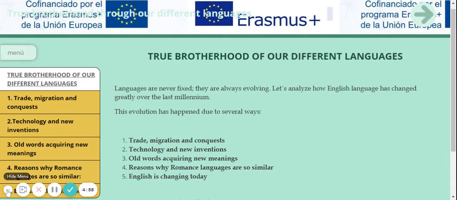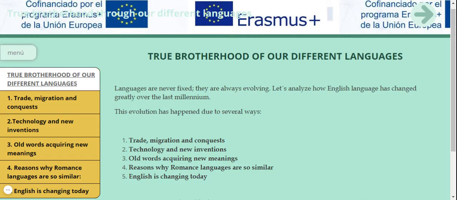Hi everybody, today we're going to be looking at English history from a different perspective, a different angle than looking at the history of the language and how it has developed. Because the English language hasn't always been the way it is today. It has developed over hundreds and hundreds of years.